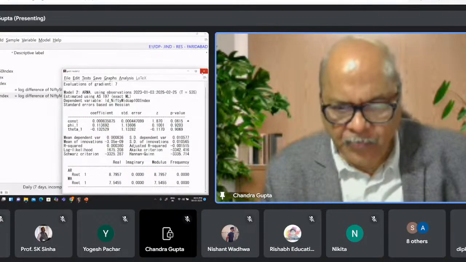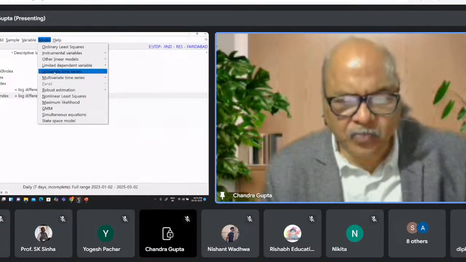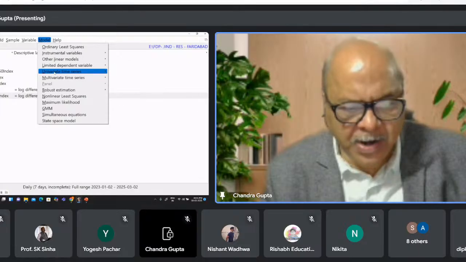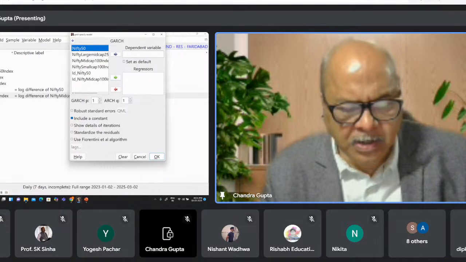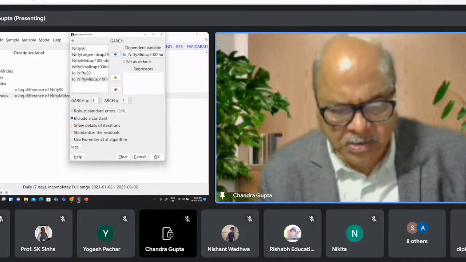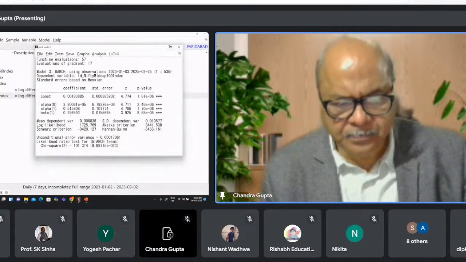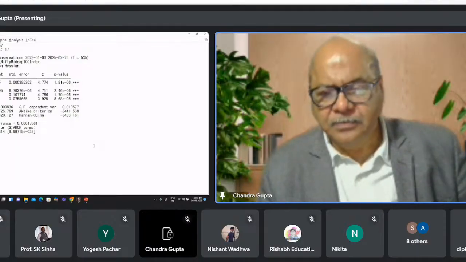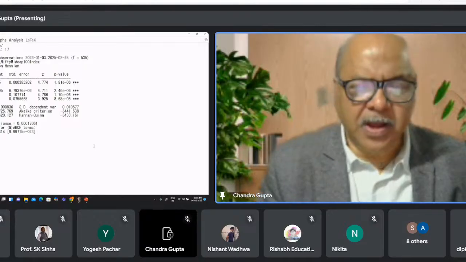So friends, you can do ARIMA in this way. If you want to do GARCH, you have a multivariate time series. The dependent variable is my log this. GARCH1, ARCH1, include a constant. You say okay, that's the estimate of it. So that's the way, friends, you can do GARCH in Gretl, ARIMA in Gretl.